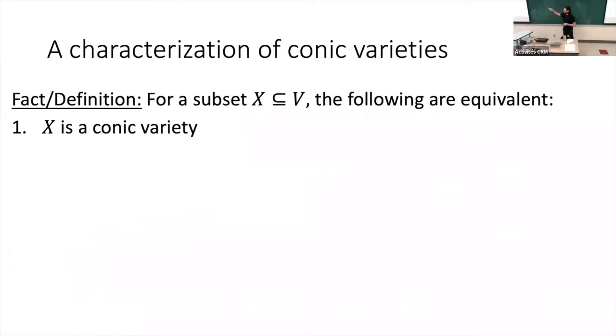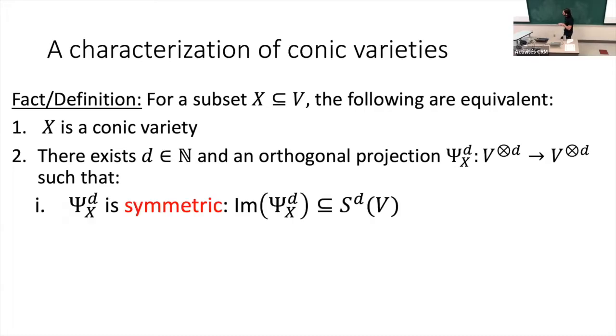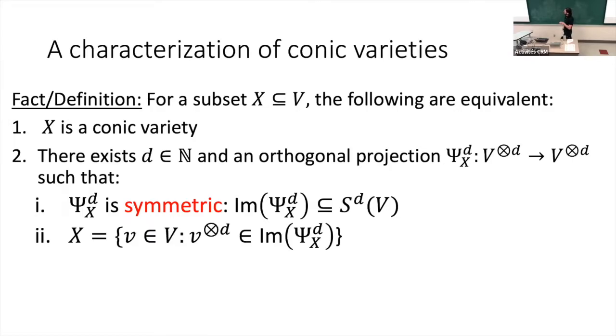Okay, this is the most important slide of my talk. We can use this equivalence between conic varieties and things. I like working with projections and linear maps. X is a conic variety if and only if there exists a projection matrix that is symmetric, its image is contained in the symmetric space, and it picks out the elements of X in this way. The elements of X are exactly the elements v of V for which v tensor D is in the image of psi. This is the most important bullet point in my talk.